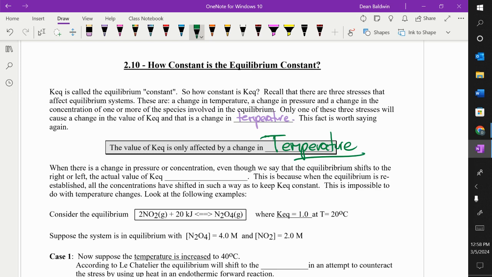If there's a change in pressure or concentration, all right, the equilibrium will shift, but the KEQ stays the same because it's the ratio of the concentration of the products and stuff. The actual value of the KEQ does not change, even though there's a shift.